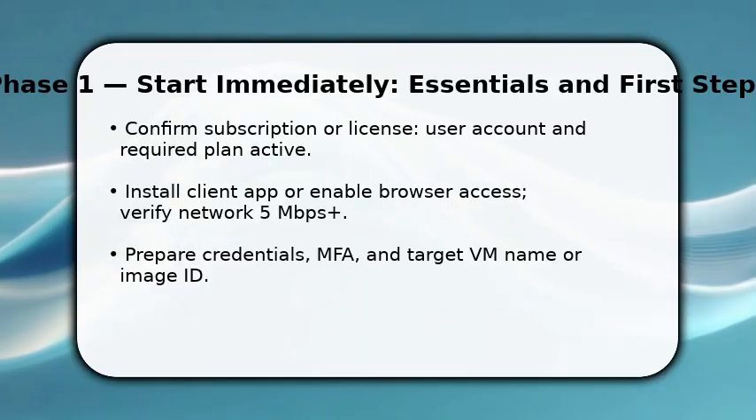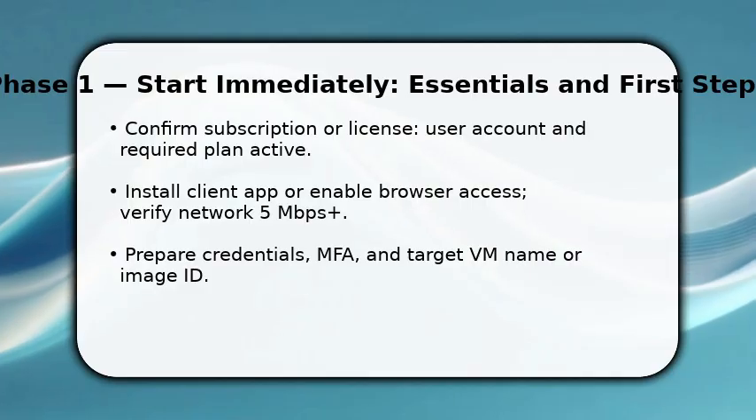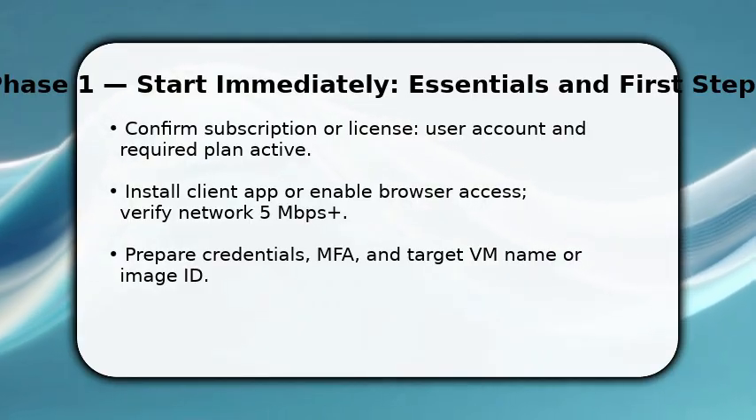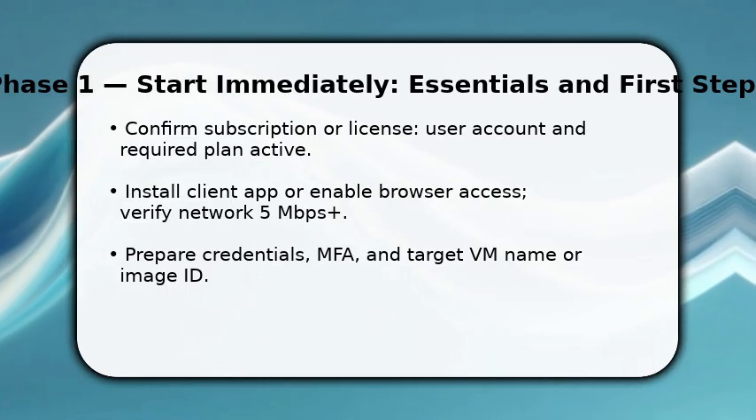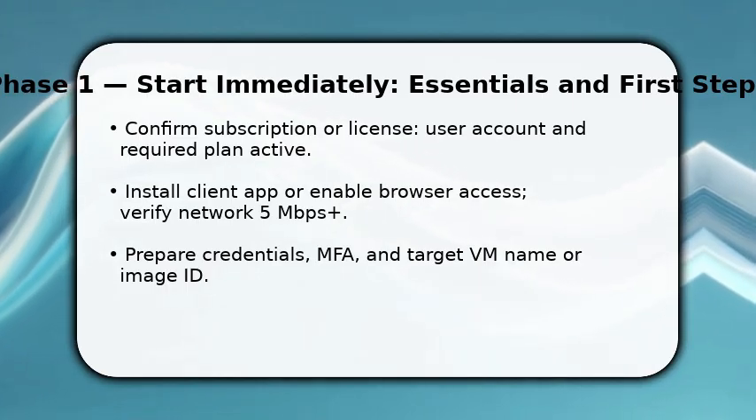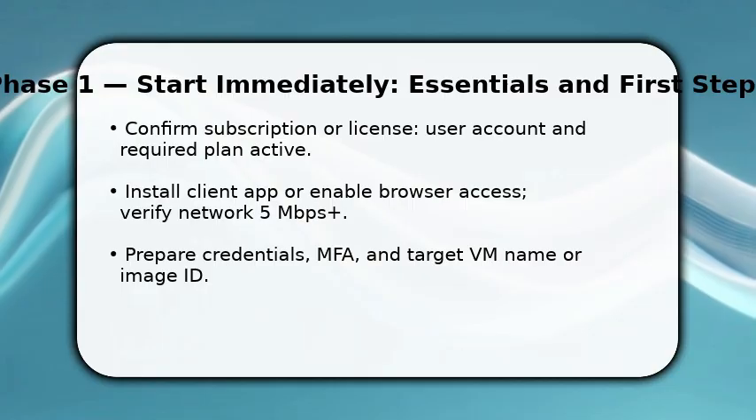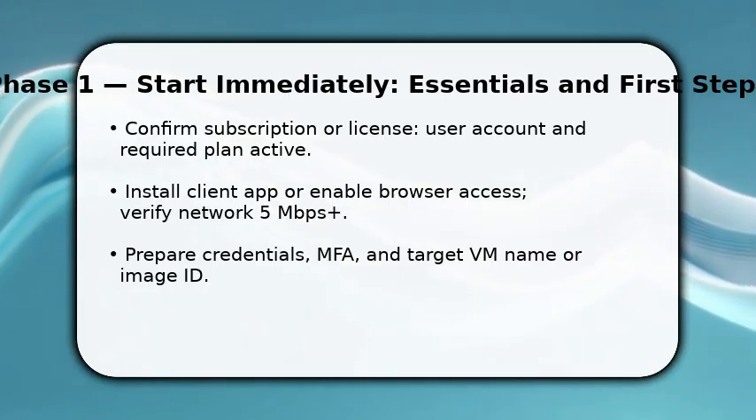You begin by confirming prerequisites: your account, license, and the target virtual machine image. Once done, install the desktop client or open the supported browser. Make sure your network offers at least 5 megabits per second for responsiveness.